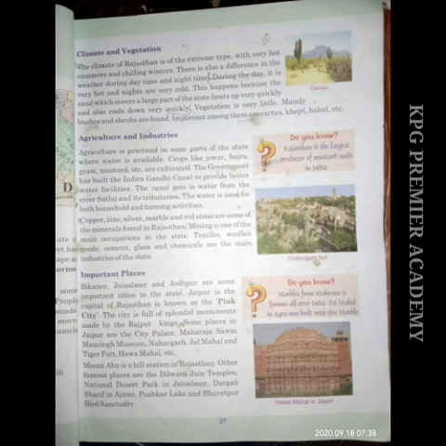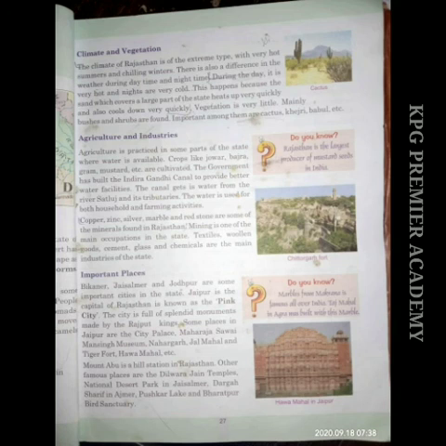Mining is one of the main occupation in the state. Occupation माने काम বা চাকৰি. Textiles, woolen goods, cement, glass, and chemicals are the main industries of the state. So, if you are asked what are the main occupation of the state, then you have to write that mining is the main occupation of the state of Rajasthan. And if you are asked what are the main industries of the state, then you have to write textile, woolen goods, cement, glass, and chemicals are the main industries of the state.